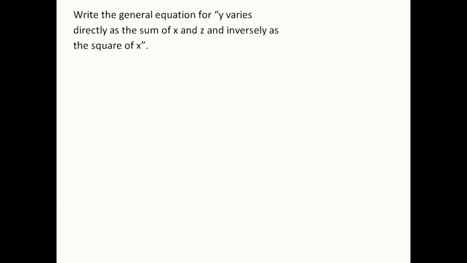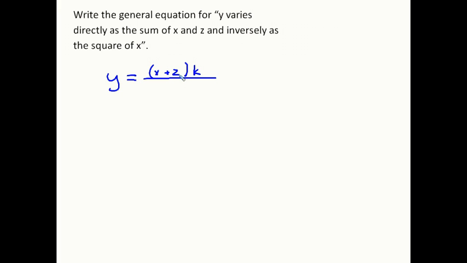Last one, write the general equation for y varies directly as the sum of x and z, and inversely as the square of x. So it's a y varies, so we're going to have y equals, and this is a combined variation. It varies directly, so as I mentioned before, if it varies directly, it's going to go in the numerator with k. It's going to be multiplied times k, and it varies directly as a sum. So we're going to put a sum multiplied times k, and the sum is x plus z.